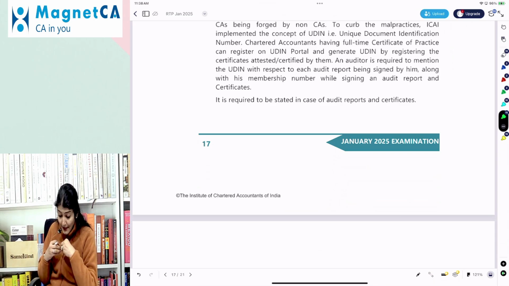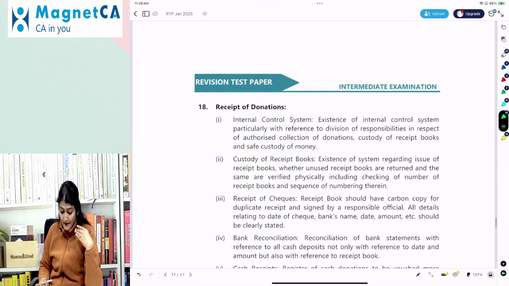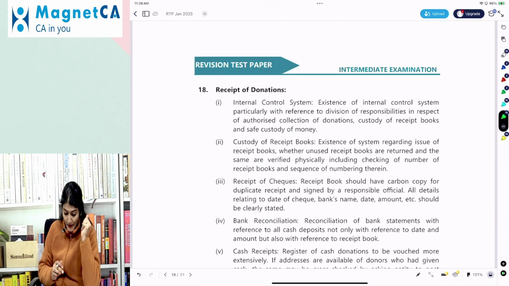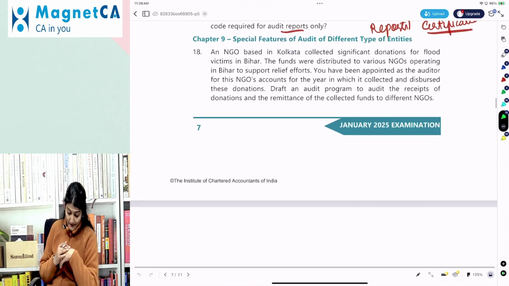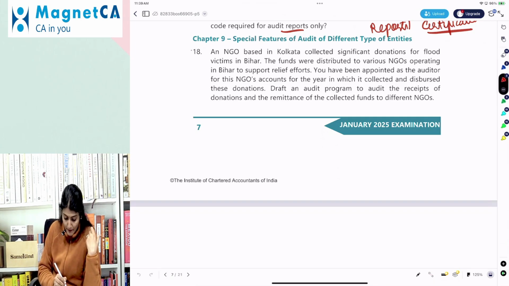An auditor is required to mention the UDIN with respect to each audit report being signed by him, along with his membership number while signing an audit report and certificate. It is required to be stated in case of audit reports as well as the certificates also. Okay, right? So UDIN not only for reports but also for the certificates. Right?